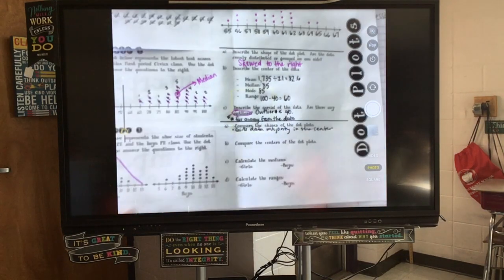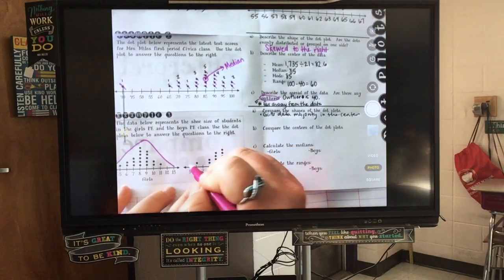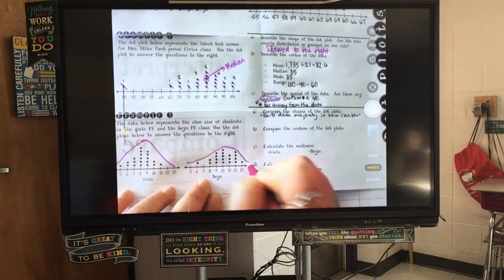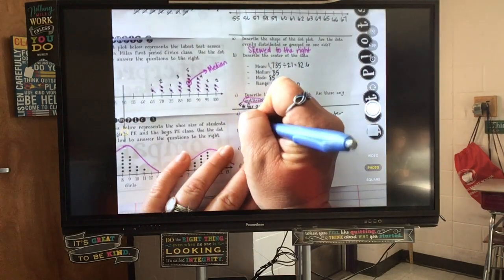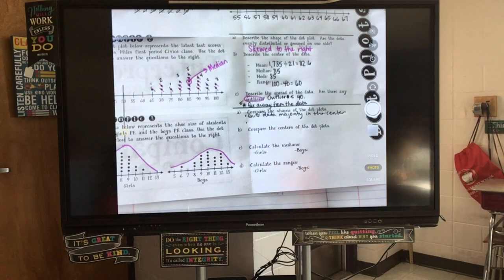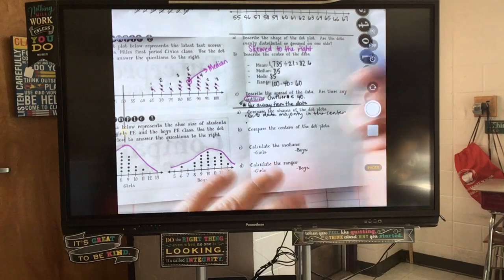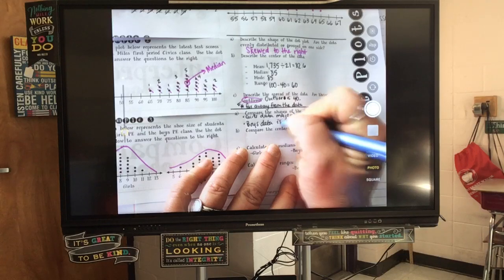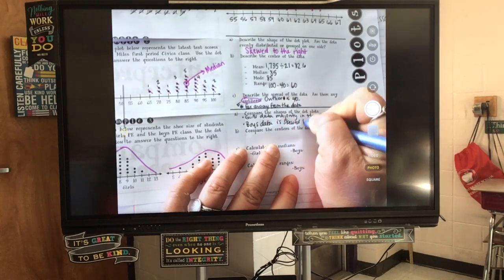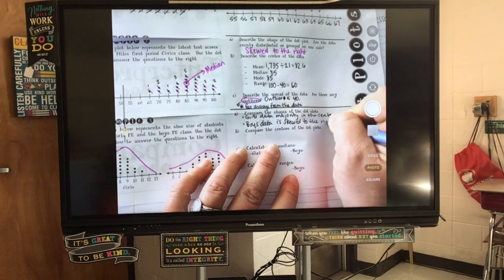All right, and then looking at the boys' data, where is our shape? Because it looks a lot different than the girls, right? Where do you think the majority of the data for the boys is? Levy. At either the right or the left. So would you say the boys' data is skewed to the right? Okay. So boys' data is skewed to the right.